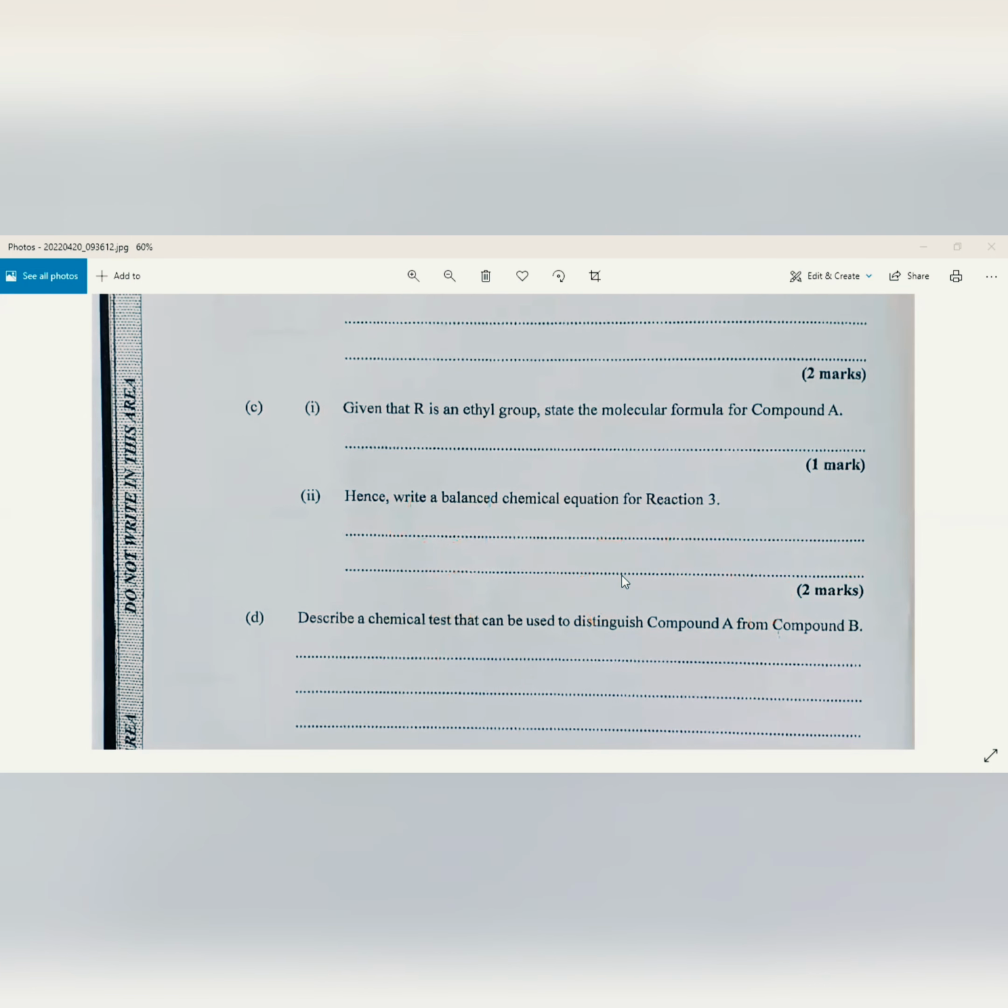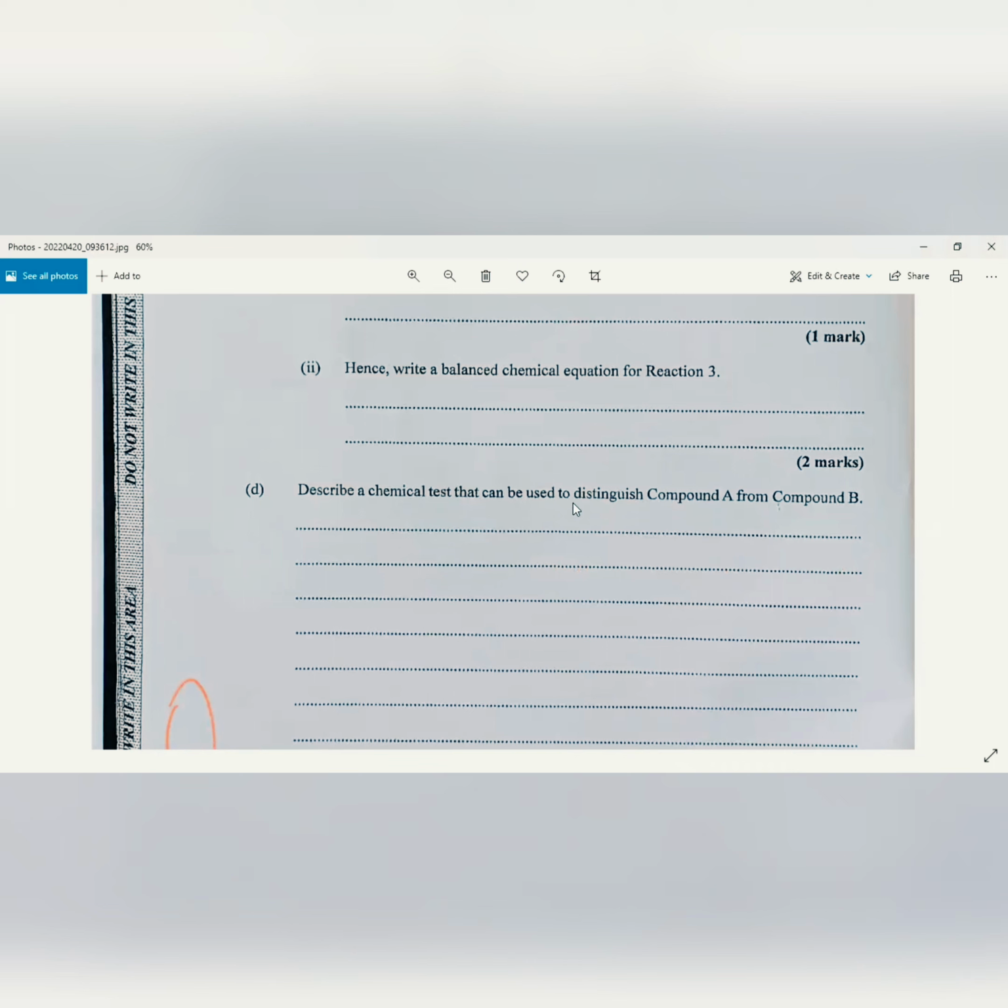Let's clear all drawings. It said, describe a chemical test that can be used to distinguish compound A from compound B. Now, if you remember, compound A is the alkene and compound B is the alkane. So basically, this question is asking you to distinguish between an alkene and an alkane. Now, there are a number of ways you can do that. One, you can burn them and look at the color of the flame. Alkanes generally burn with a blue flame, and alkenes may have a sooty flame, a yellowish-black sooty flame, right?